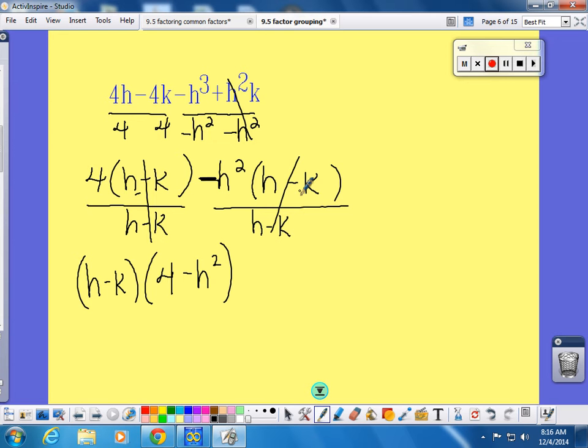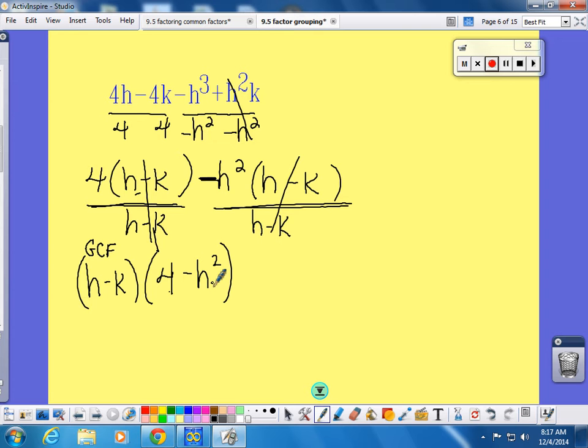All right, so here's where we lost people. This is a term and this is a term. What's common to here and to here? H minus K. So just like yesterday, I might have had a 4x or a 2x in common. Now I've got an H minus K. So I factored out the H minus K out of this side and out of this side, and I put my greatest common factor right there, just like yesterday. And when those canceled, I was left with a 4, and when those canceled, I was left with a negative H squared.